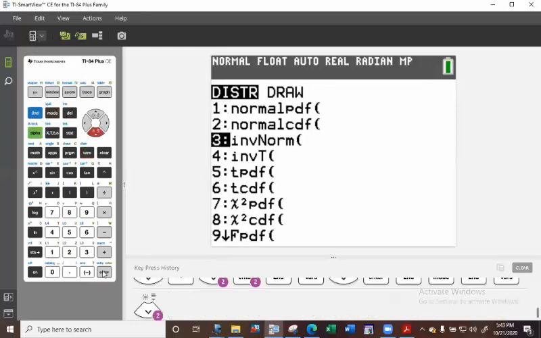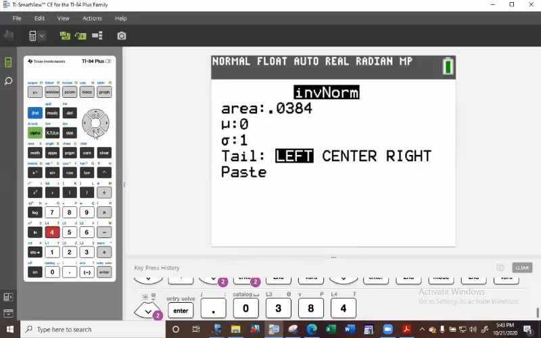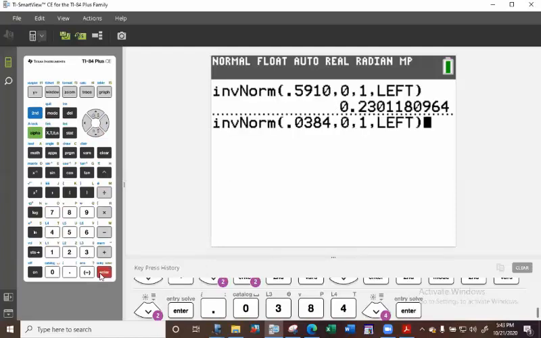Inverse norm. So the normal CDF, 0.0384. Or I could have put in 1 minus 0.9616, or there's something else I even could have done. And there it is, negative 1.77. So I'm going to copy these out.